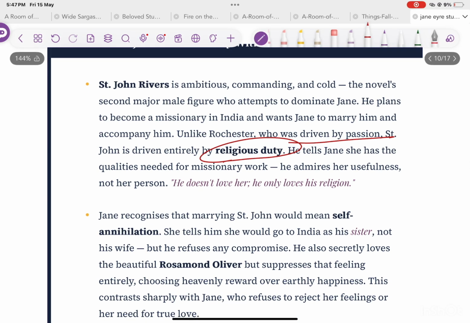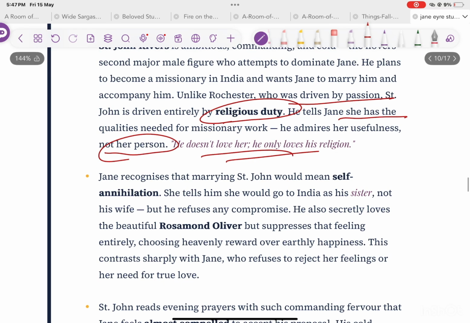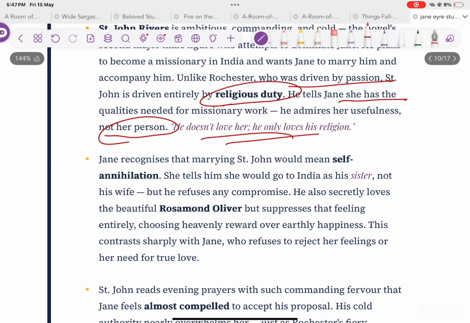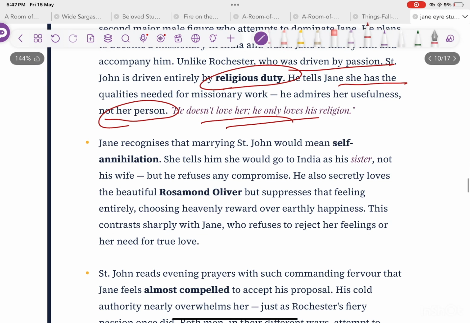He tells Jane his intentions, and he admires her usefulness, but he does not admire her as a person. So Jane recognizes that marrying Saint John would mean self-annihilation. She tells him that she would go to India as his sister, not as his wife, but he refuses any compromise, and he also secretly loves beautiful Rosamund Oliver, but suppresses that feeling entirely, choosing heavenly reward over earthly happiness.